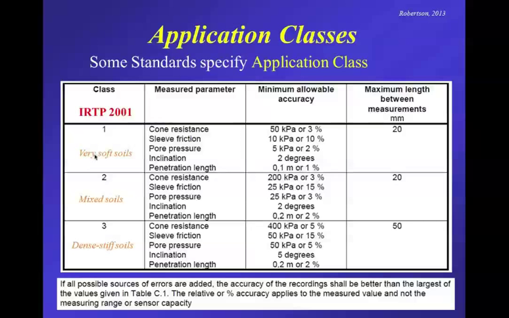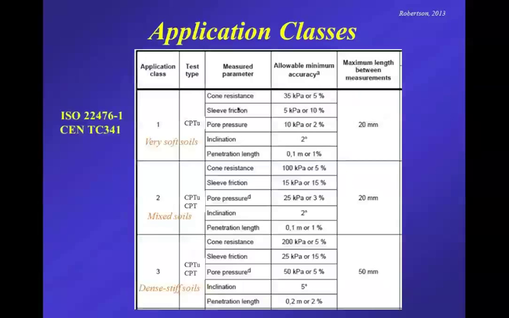So in general, class 1 was designed for very soft soils, and then 2 would be for mixed soils, and then 3 would be basically limited primarily to the denser and stiffer soils. And the more recent ISO has similar ones, except they've tightened it up a little bit more. The numbers have got even smaller for class 1. So class 1 in the new ISO is actually a very tough standard to maintain. These are very small numbers. So either you have to have a very low capacity cone with excellent zero load stability to meet these numbers.